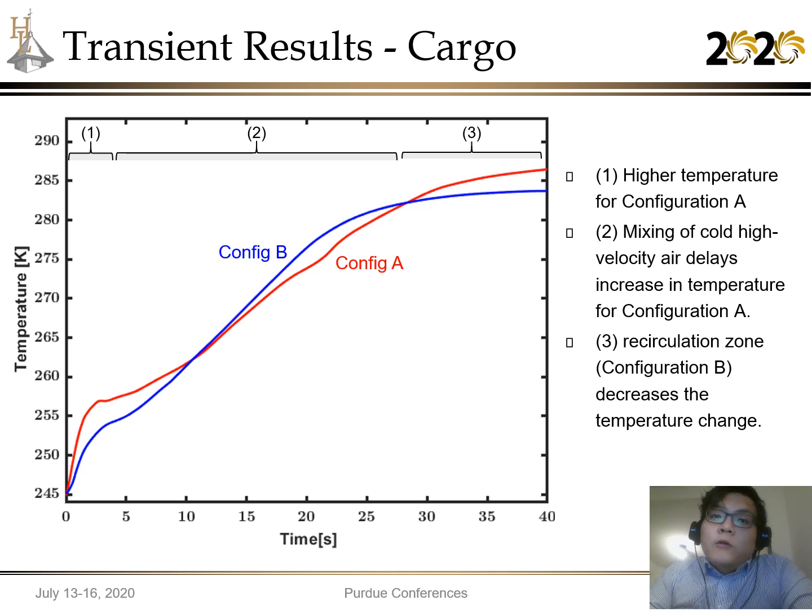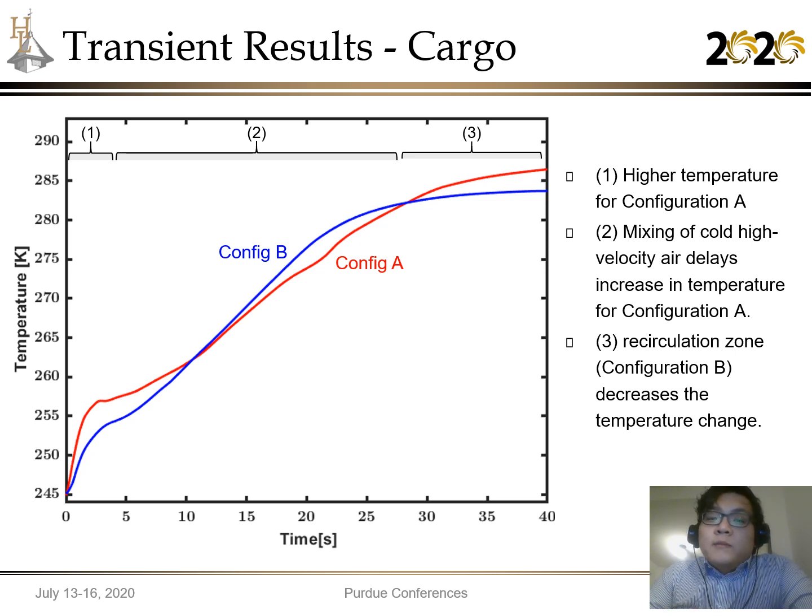In zone 1, between times equal to 0 to 5 seconds, the initial temperature inside the trailer for configuration A is higher than that of configuration B, as the higher velocity air exiting out of the trailer drags in more atmospheric air than that of configuration B.